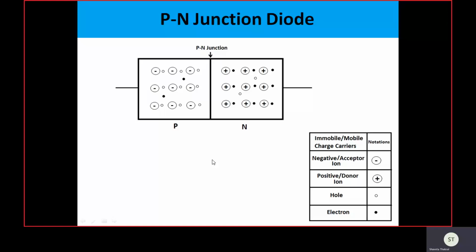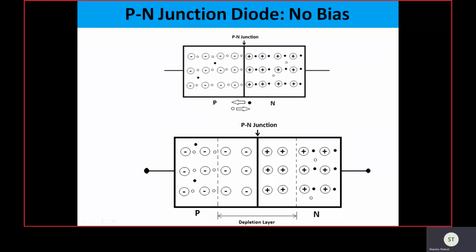When we construct the PN junction diode, if there is no potential applied in the circuit, that means no biasing is provided, then the diffusion process will start. What is diffusion? Diffusion means the movement of charge carriers from high concentration to low concentration.